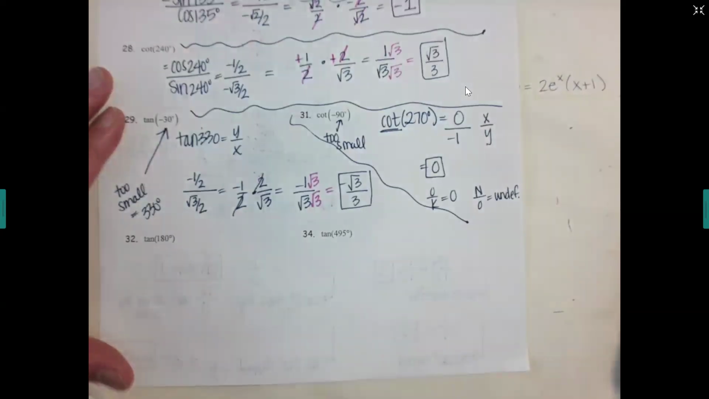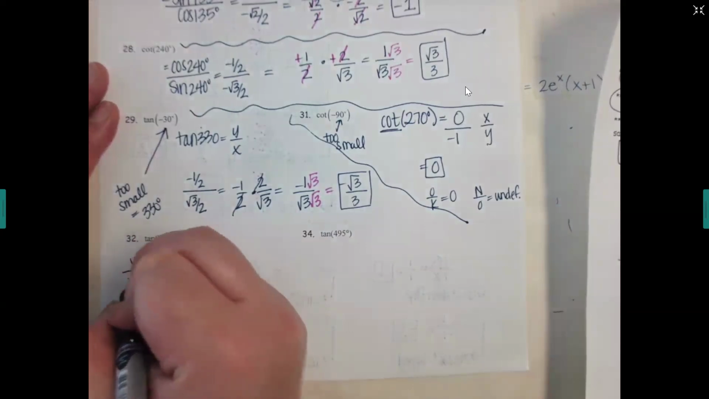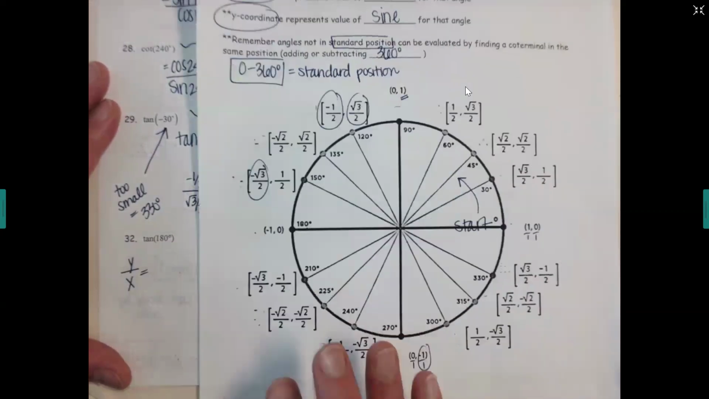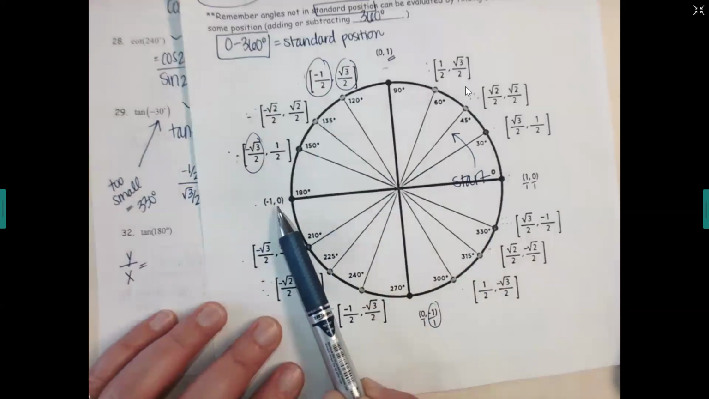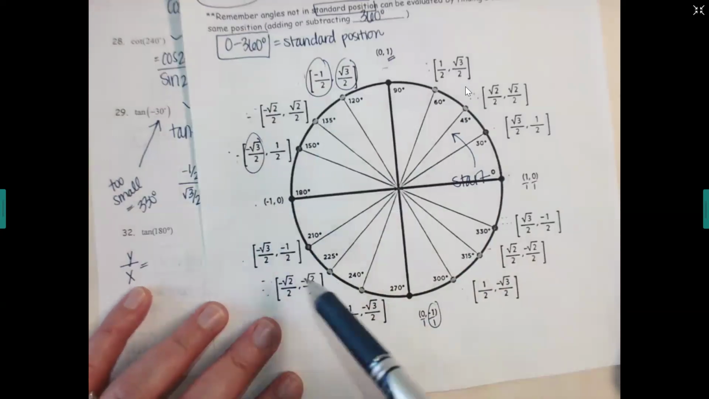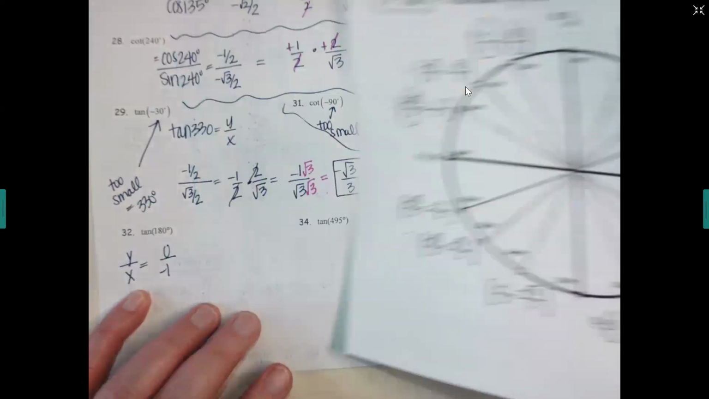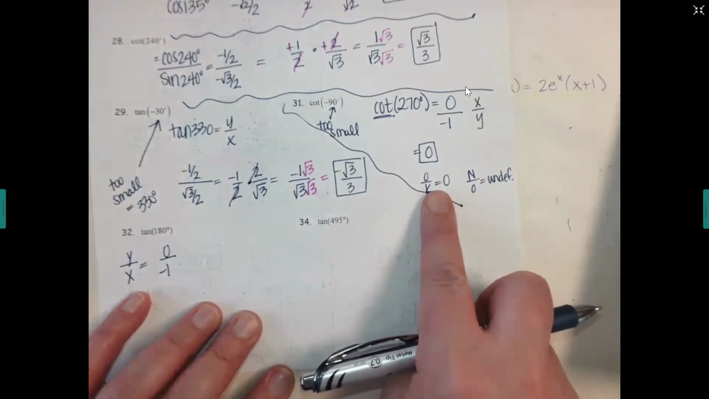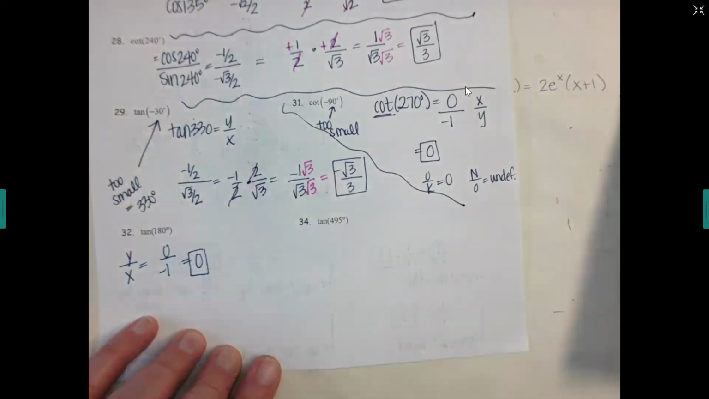Next one, I want the tan of 180. So remember, tan is going to be y over x. Also keep in mind that 180 is already standard degrees, which means I can already find it on my circle. So 180 is right here. My y value is a 0. And my x value is a -1. Then think about, is that okay or no? If the 0 is on top, that's okay. The answer is 0.